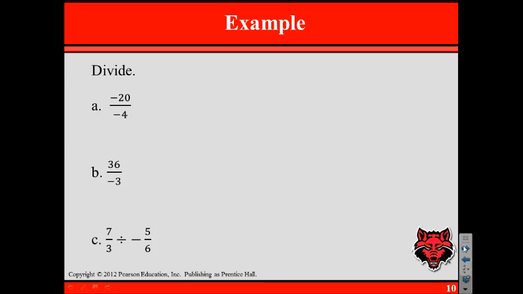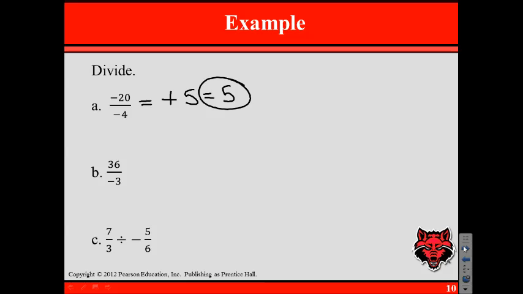Let's try a few examples. Example A, we have negative 20 divided by negative 4. Because both of these numbers are negative, the result will be a positive value. We then divide the magnitudes. 20 divided by 4 is 5. So positive 5 or just 5.